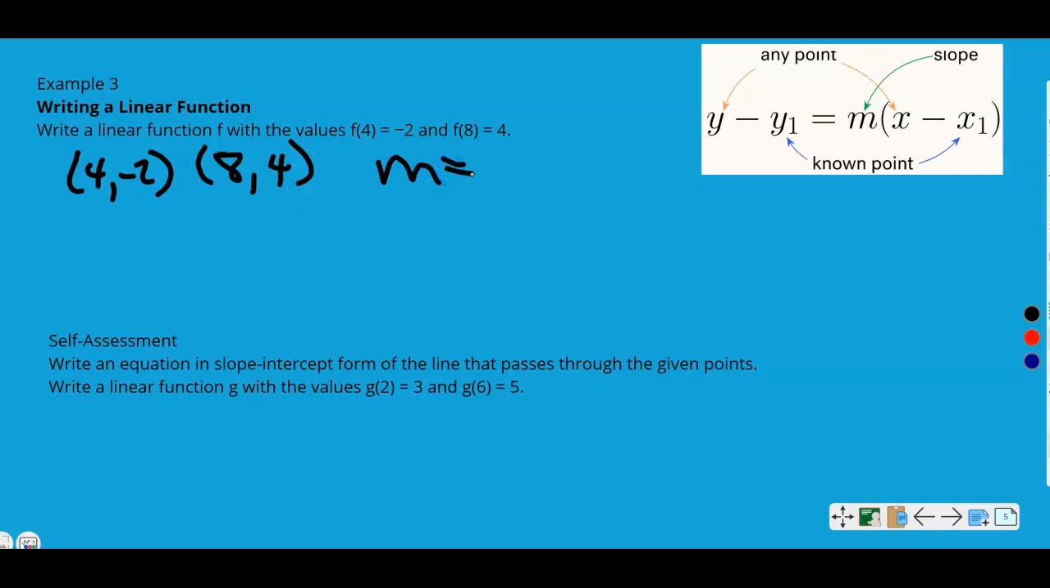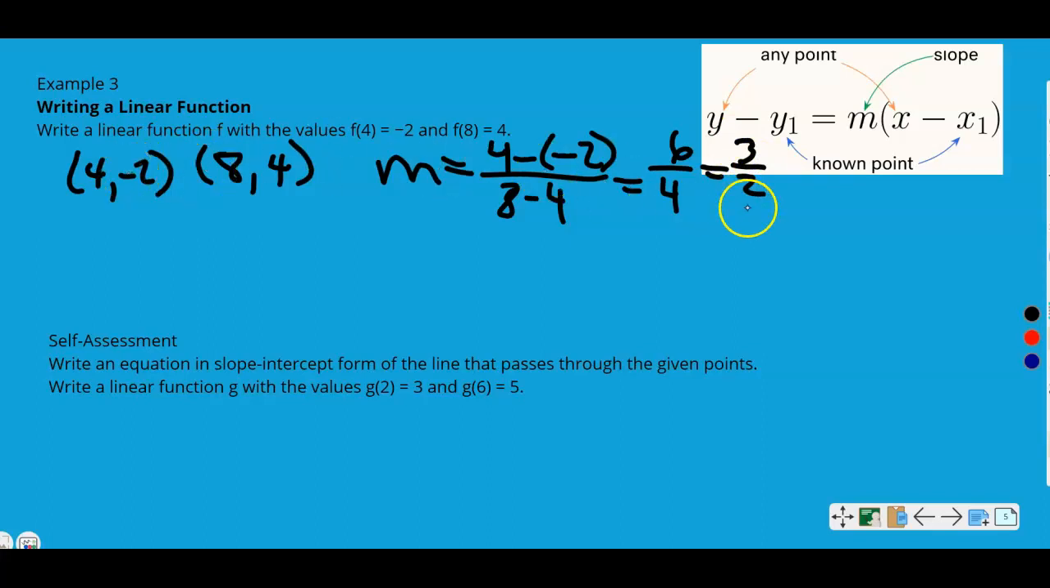So we're going to do 4 minus negative 2. Remember, we do y minus y over x minus x, so 8 minus 4. So we're going to do 4 minus a negative 2 becomes 4 plus 2. 4 plus 2 is 6. That is a sad looking 6. Let me see if I can do better than that. All right, and then 8 minus 4 is 4. So that's going to reduce to 3 halves. All right, so our slope is 3 halves.